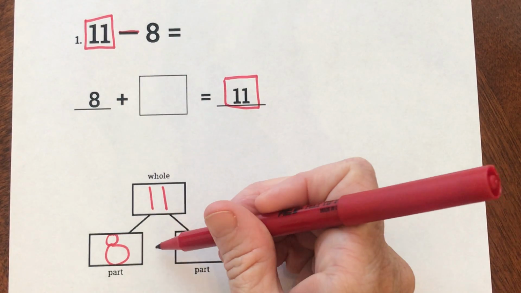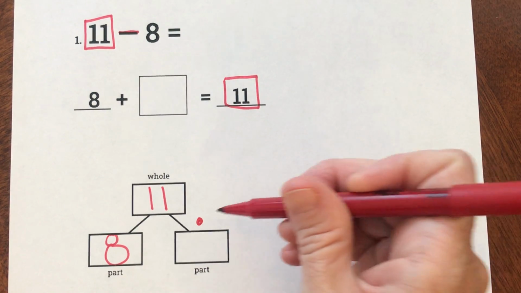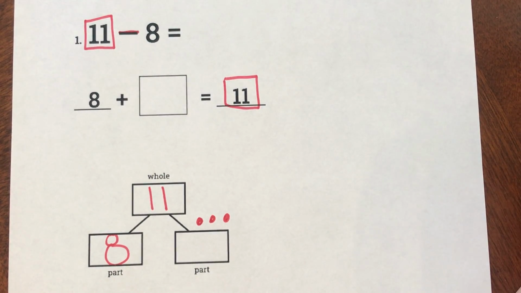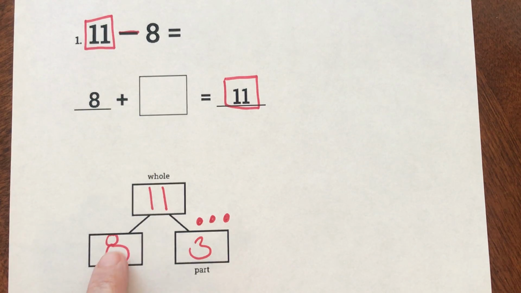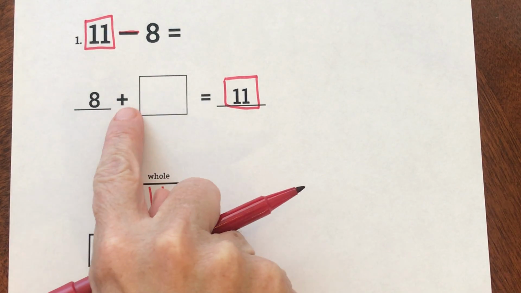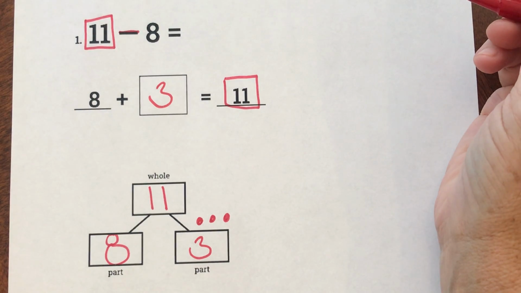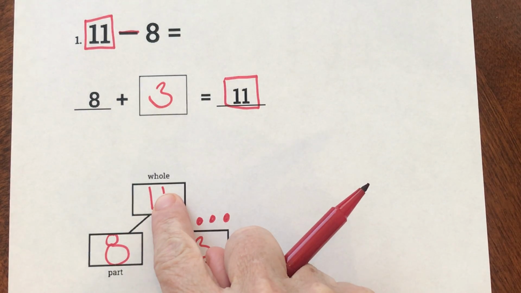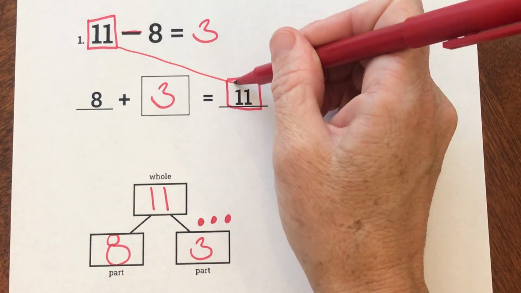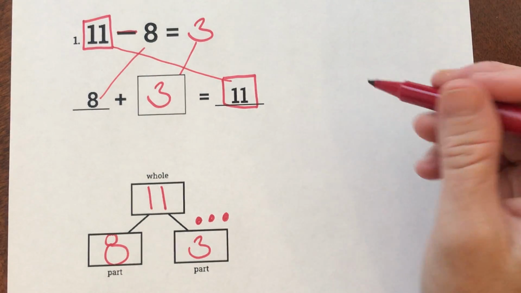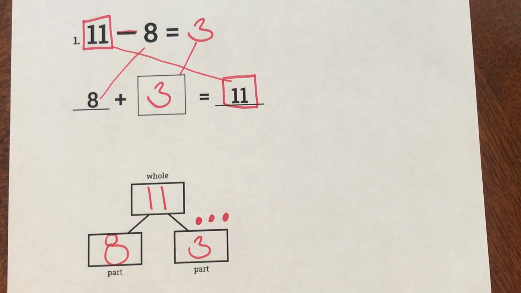Let's figure that out. 8 plus, let's see, 8, 9, 10, 11. I had to count on or draw 3 more pictures. So that tells me 8 plus 3 equals 11, which means 11 take away 8 must equal my other part, which is 3. Because remember, in a fact family, all my numbers have to match. So I have 11s, I have 3s, and 8s. So when I use my number bond or a fact family, all my numbers have to match.